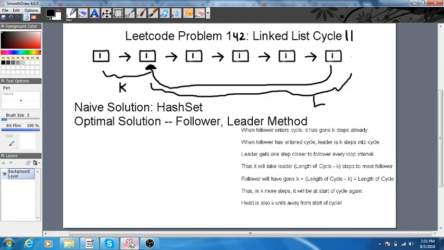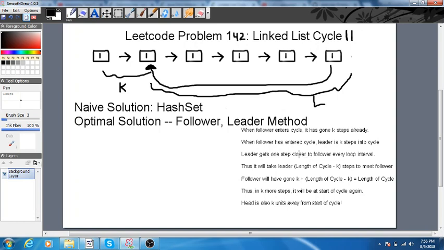So the naive solution is the same as the other one. You could create a hash set and keep adding everything to the hash set. Once you find a duplicate, that's where the cycle begins. Or you could also use the follower-leader method, which I described previously. So I'll describe how you can use the follower-leader method.